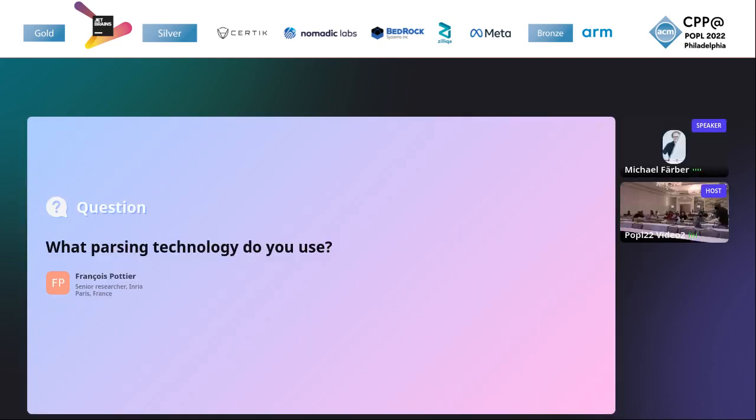What parsing technology do you use? Okay, so I use an automatically generated lexer that is provided by an existing Rust library, and I use a hand-rolled parser. This is actually currently a topic where I'm continuing this work, and I still think there is place to improve on the results that I have shown.